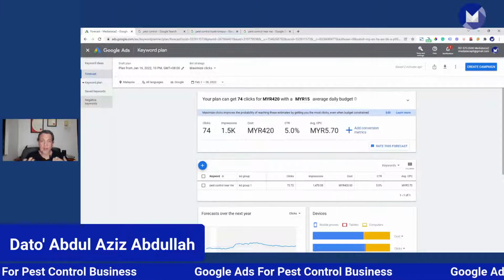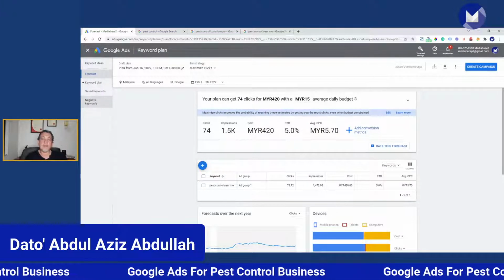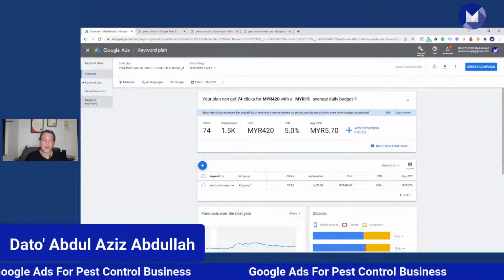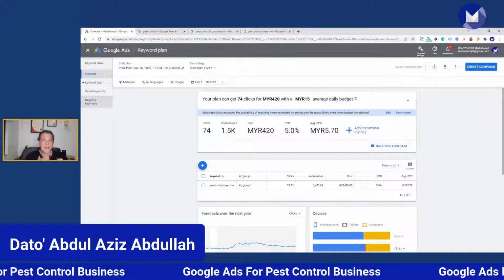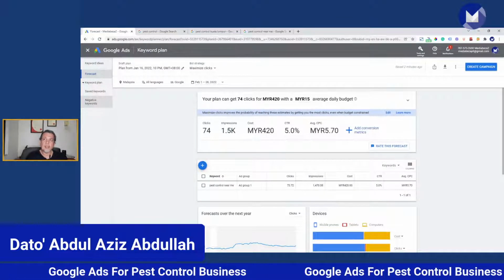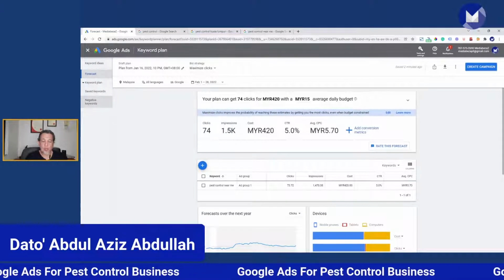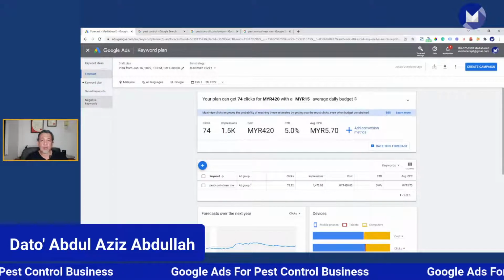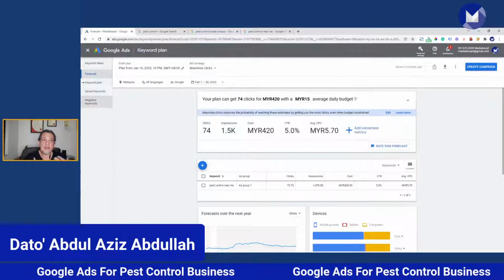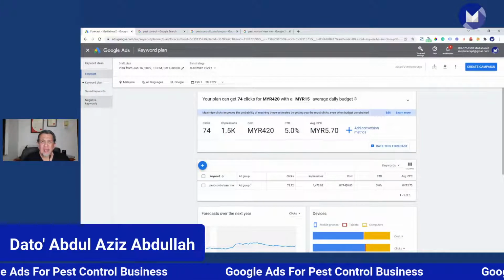Basically you are expecting that with the 74 clicks that's coming to the service page, you want to have people engaging with you, whether by filling out a form, or calling you directly, or maybe they just send a message through WhatsApp. So you expect some of this action to happen. Right.